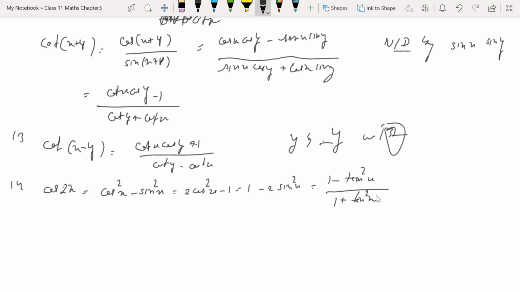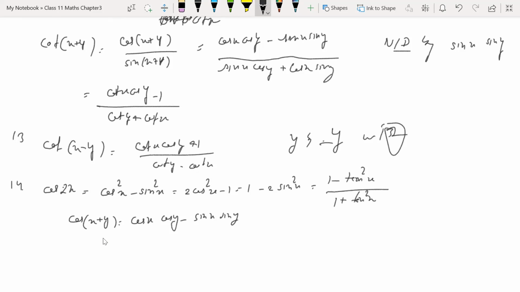Following the above identities, we reach this conclusion for cos 2x. We use the identity cos(x plus y) is cos x cos y minus sin x sin y.